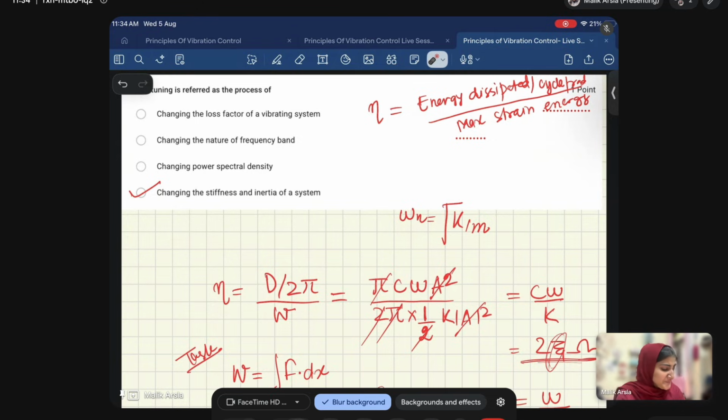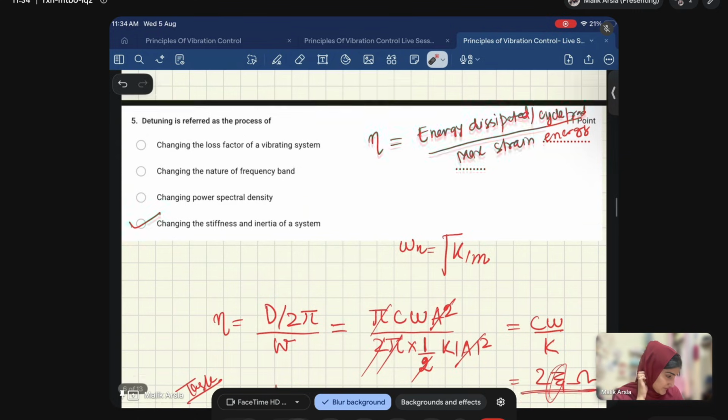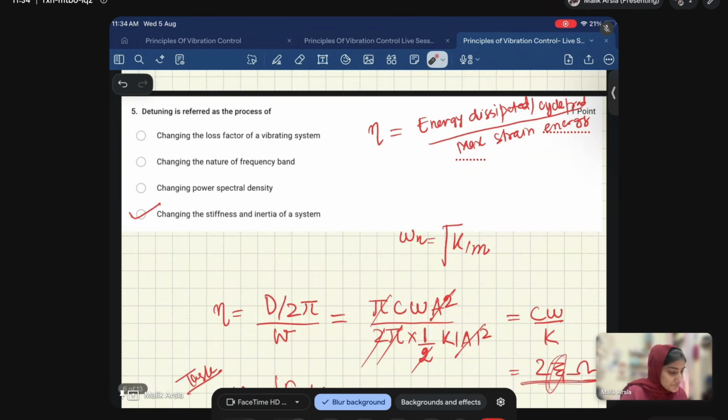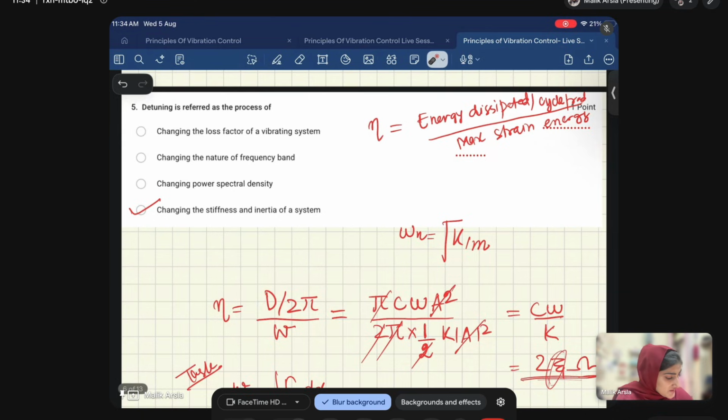So okay, now coming to the fifth question. Detuning is referred to as the process of changing the loss factor of a vibrating system, changing the nature of frequency band, changing power spectral density, or changing the stiffness and inertia of the system. So we have seen that detuning is basically the process of changing stiffness and inertia of a system.